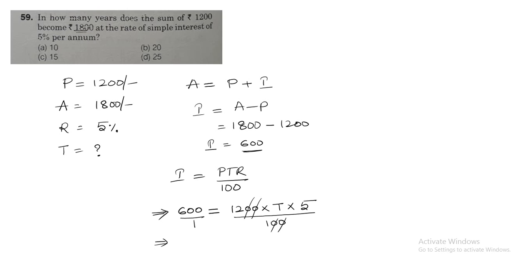Now from this what am I going to have? So 600 is equal to 12 5s are 60. So this becomes 60 times T. Now since I need the T value, I can write it as 600 by 60. So 600 by 60, it goes 10 times. Hence the time is 10 years. So after 10 years, this 1200 principal will become 1800. That means interest is 600.